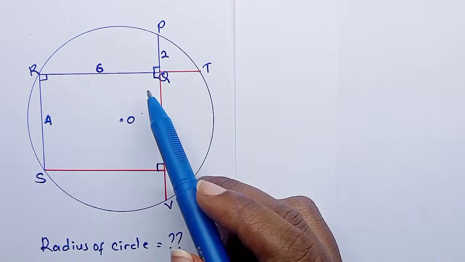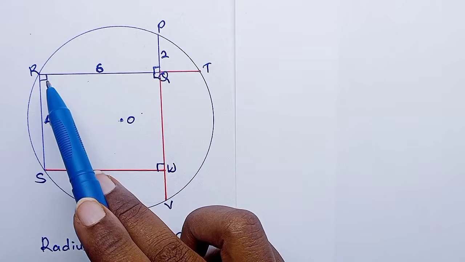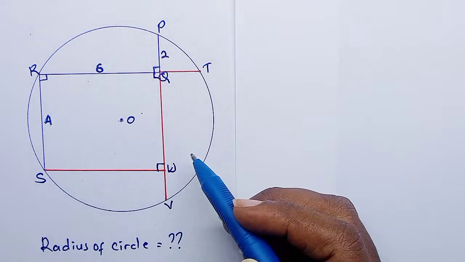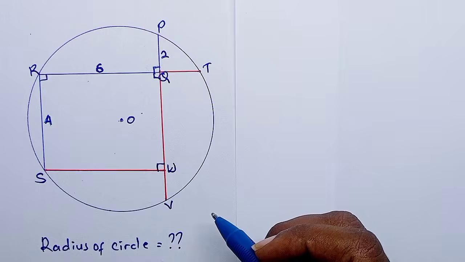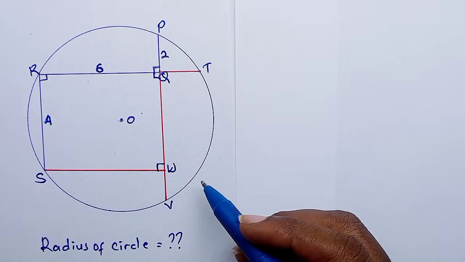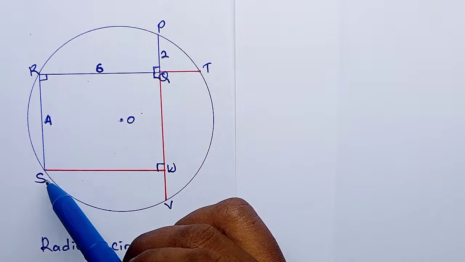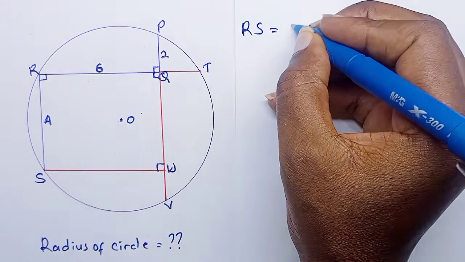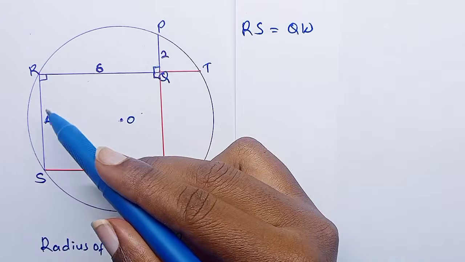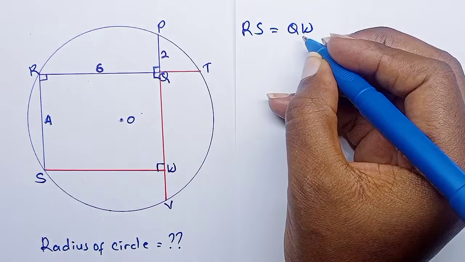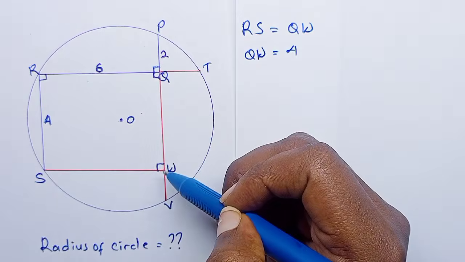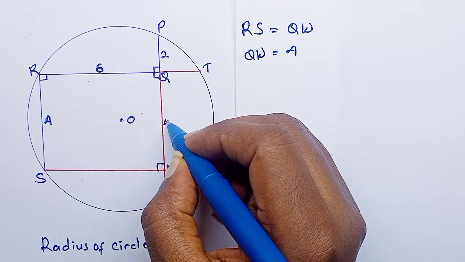So implying that RQWS is a rectangle. Since it's a rectangle, we know that opposite sides of a rectangle are equal. So RS is equal to QW, and we know that RS is 4, and therefore QW is also equal to 4. So from here to here is 4.